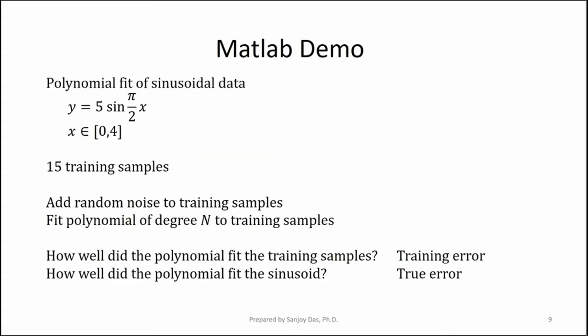And then I'll vary the degree of the polynomial n, and each time I will keep track of how well the polynomial fits the training samples and how well the polynomial fits the original sinusoid. And these two errors will be the training error and the true error. The training error is how well the polynomial fits the training samples, and the true error will be how well the polynomial fits the sinusoidal plot.